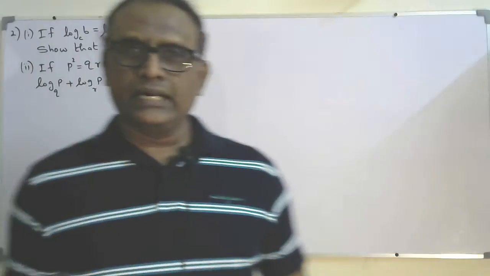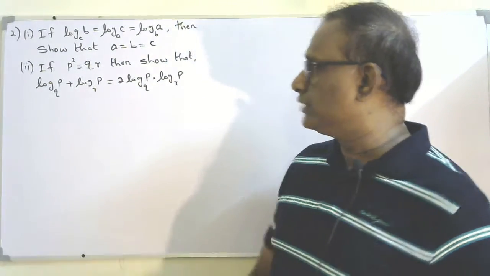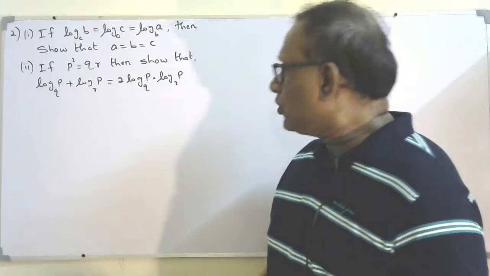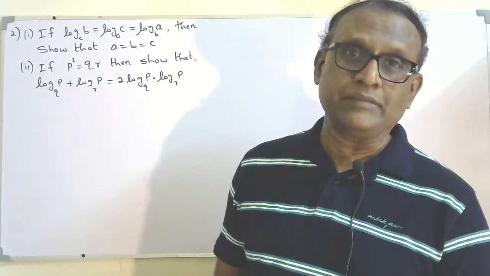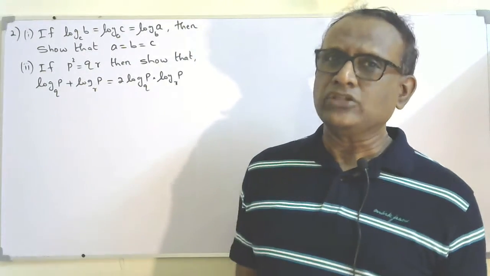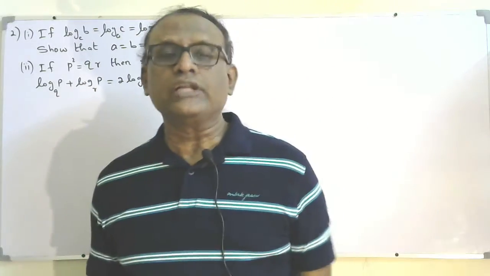Okay, the second part looks a little complicated. Students normally have confusion. How should I start, they think. Okay, no problem. You can start anyway. You can just use this relationship and start. Whatever the method you follow, most probably you will get the answer. Okay, I can show this in two different methods.